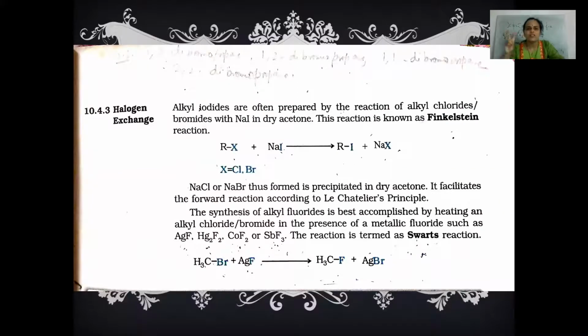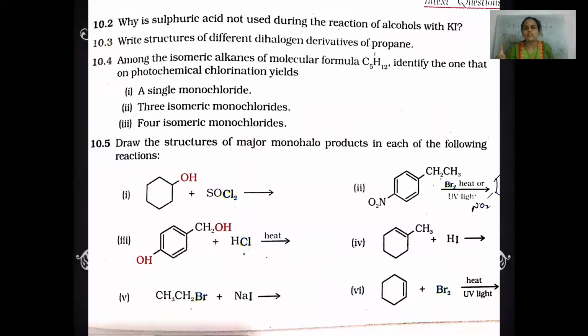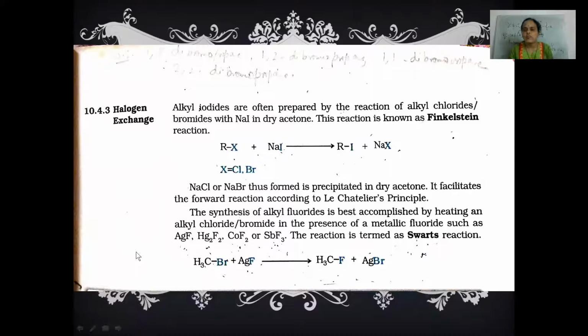Now I start with the second name reaction. The second name reaction of this chapter is halogen exchange reactions. There are two halogen exchange reactions included in this. The first one is the Finkelstein reaction and the second one is the Swarts reaction. Let me explain the Finkelstein reaction, the simple halogen exchange reaction. When an alkyl halide is treated with sodium iodide in the presence of dry acetone, it results in the formation of alkyl iodide plus NaX.